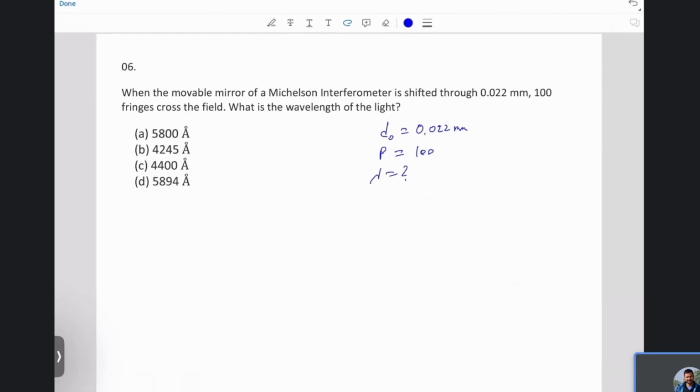So again, it's the same. We can use the same formula as we used before, which is 2d naught equal to P lambda, and lambda is just 2d naught by P, which is 2 into 0.022 mm by 100. It's 44,000 angstrom.